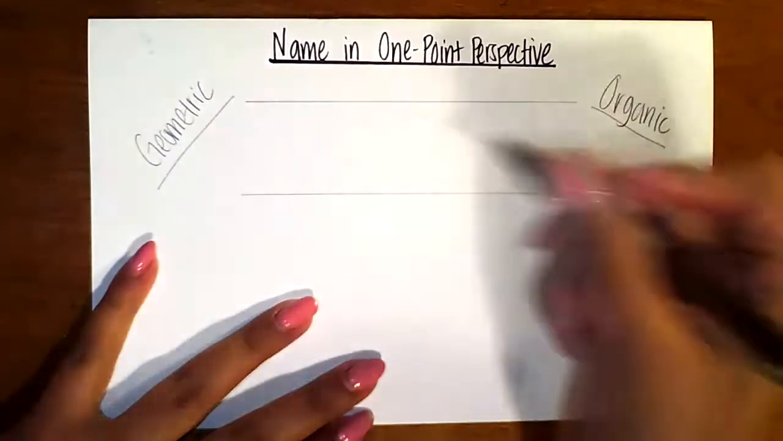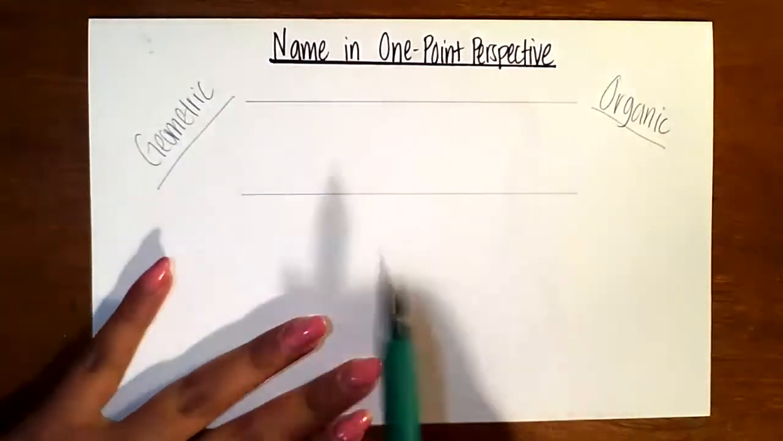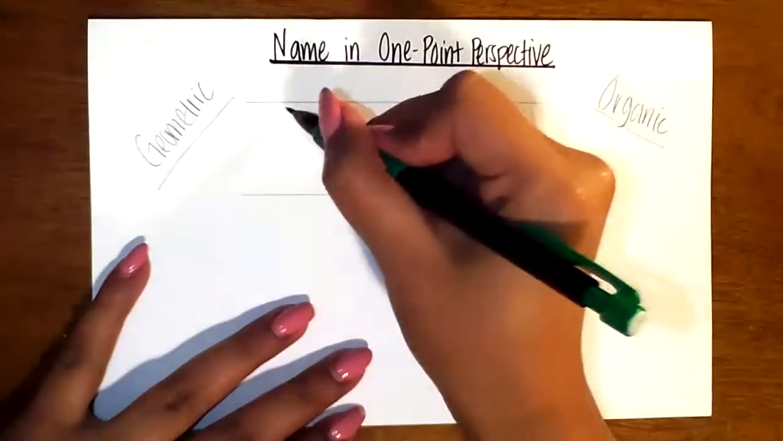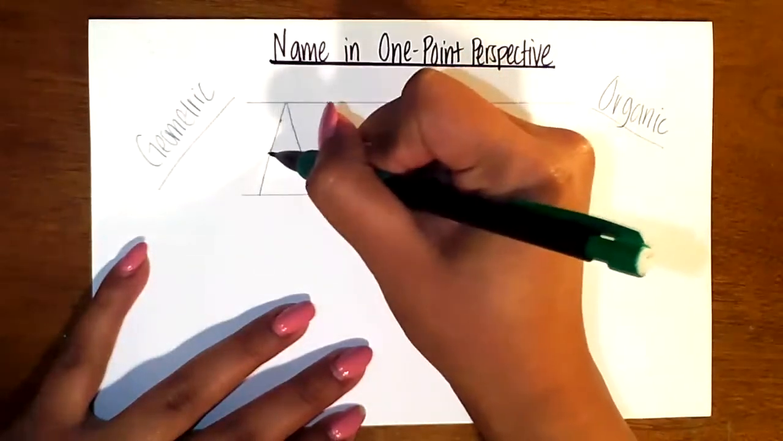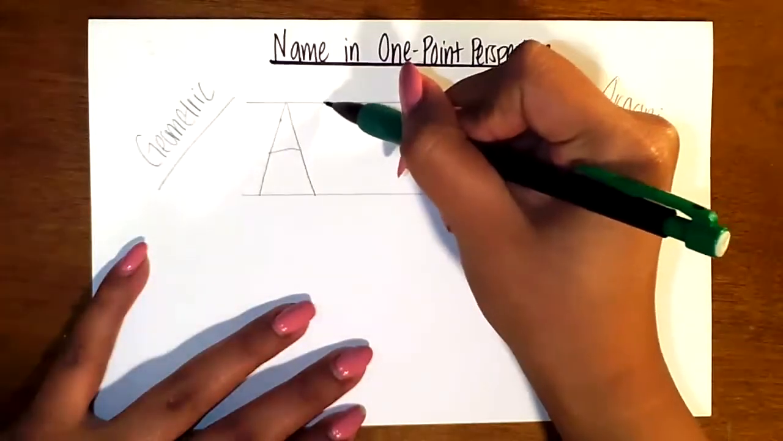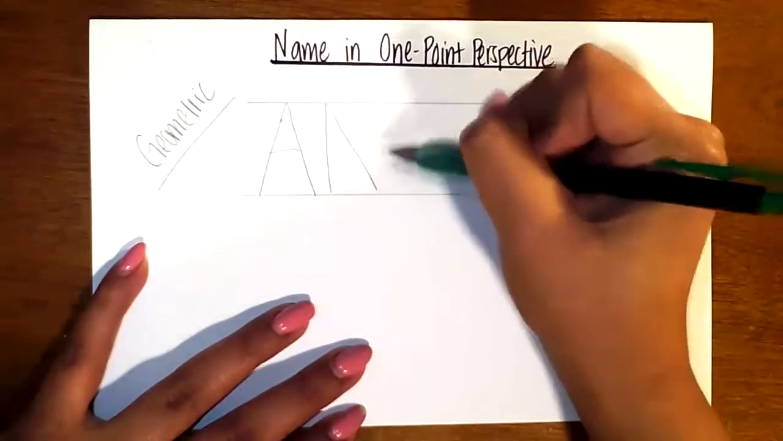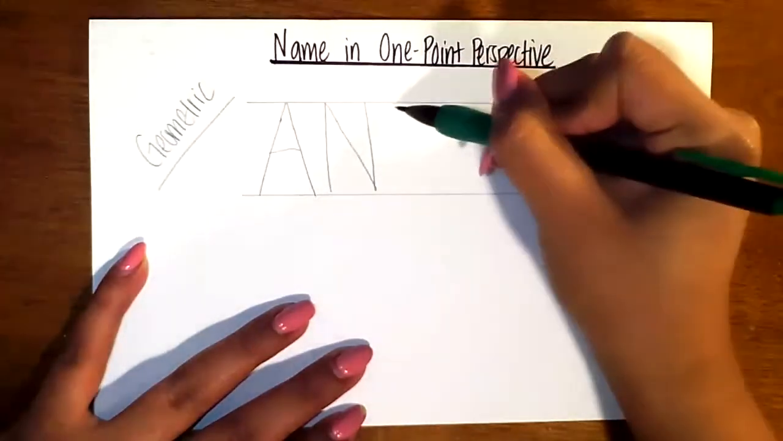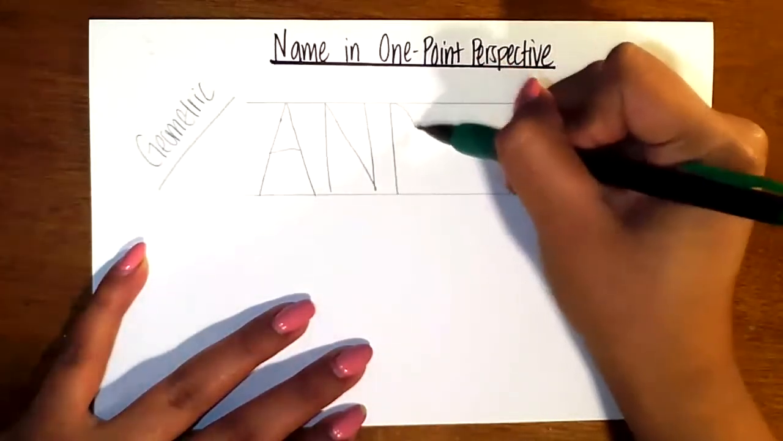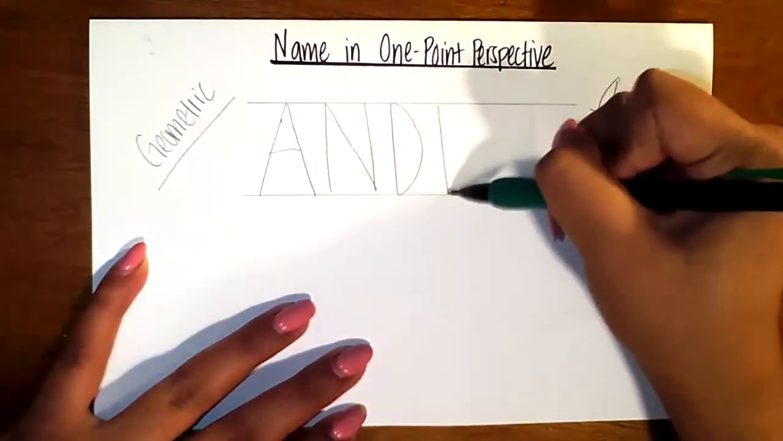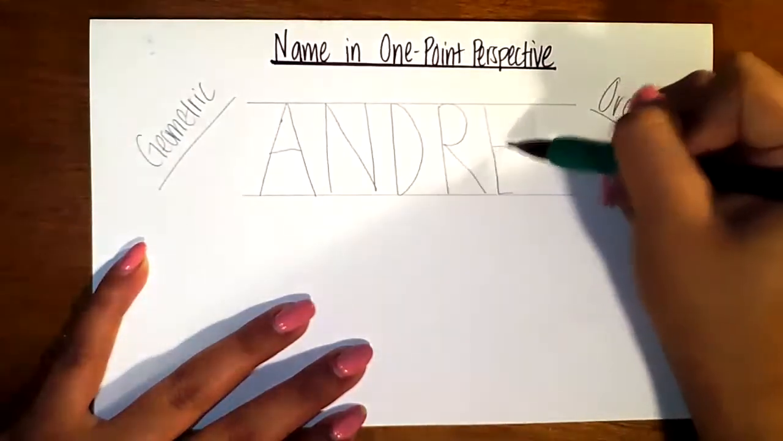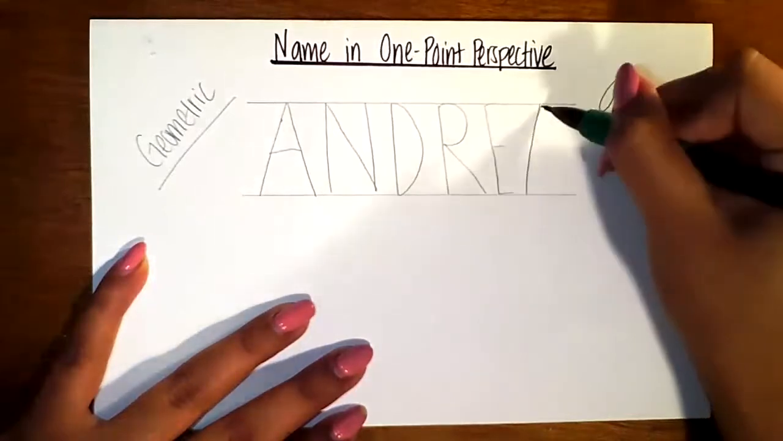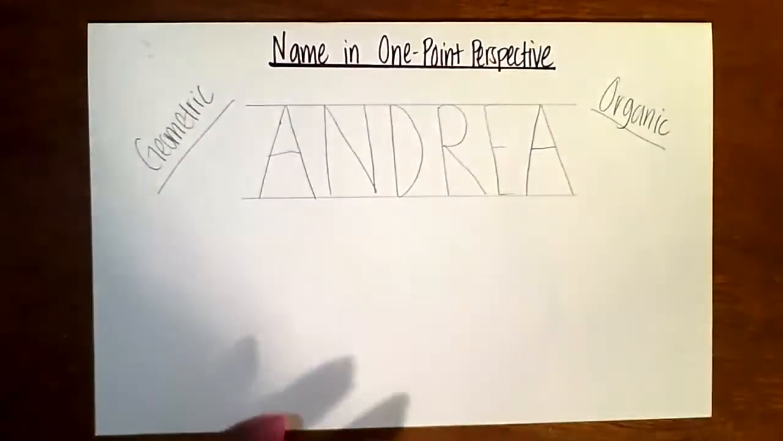So I'm going to write my name. The reason why I did these lines is because I want it to be even. So I'm going to write Andrea, my first name. A, leave a little gap, N, D, R, E, and A.